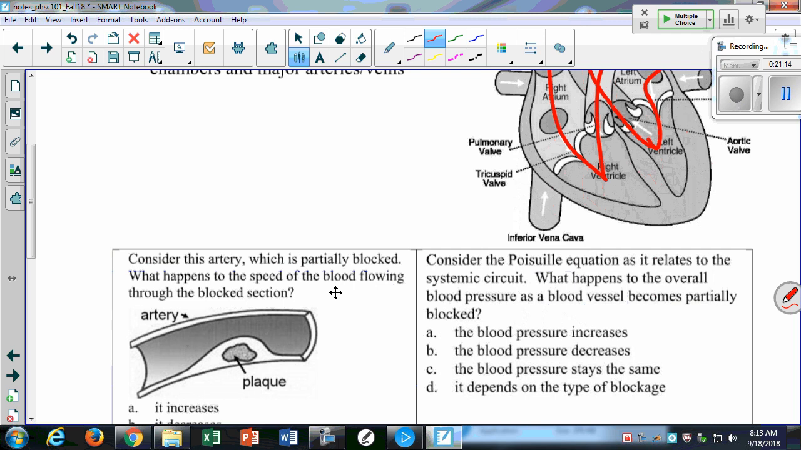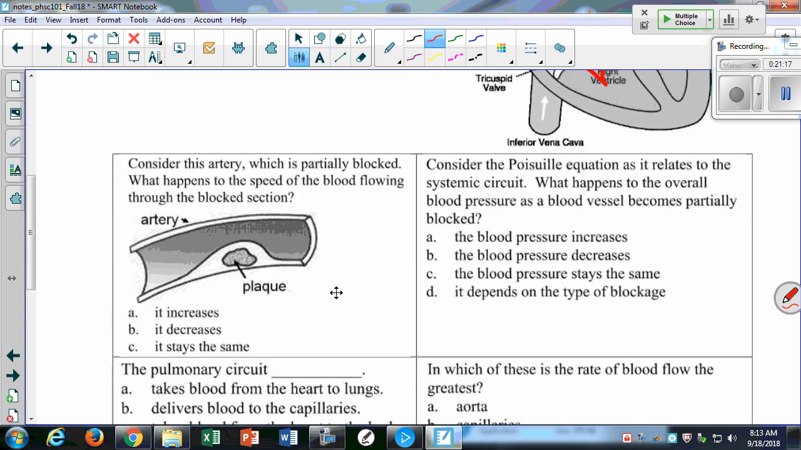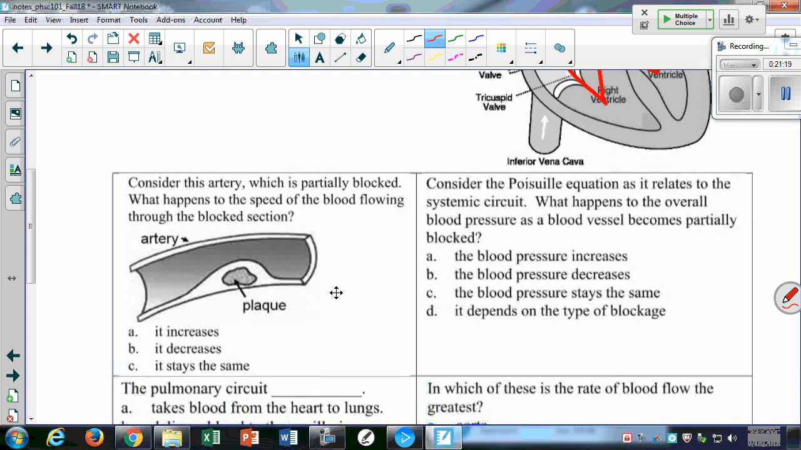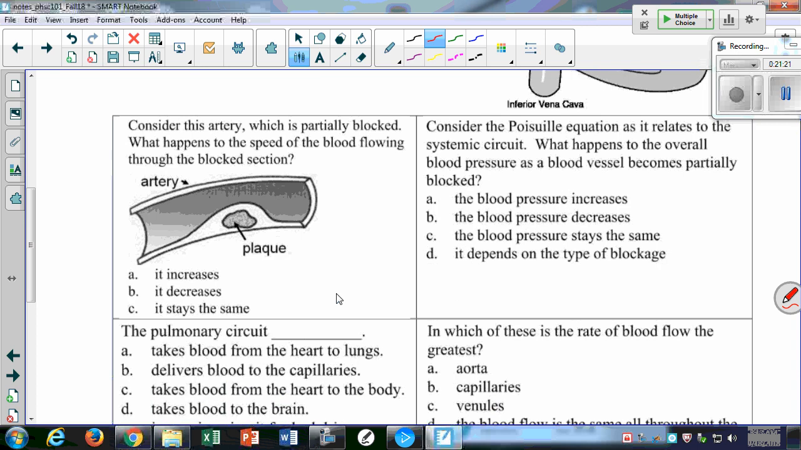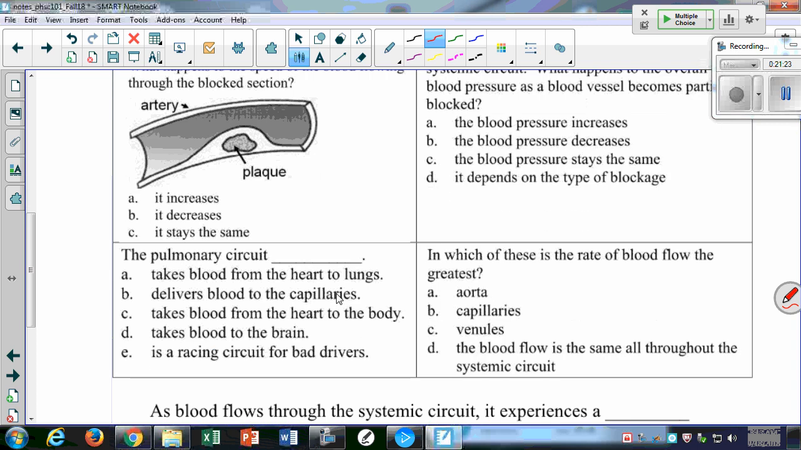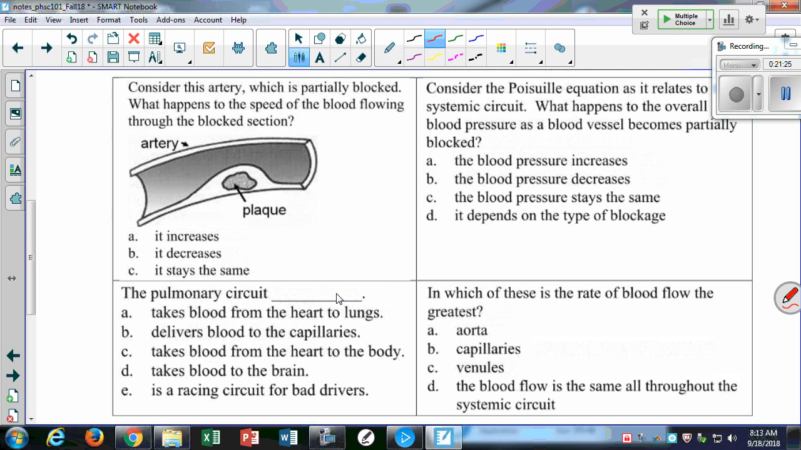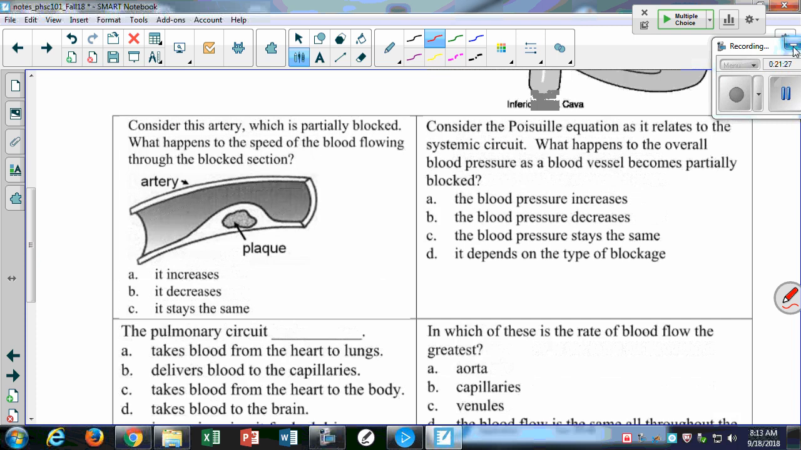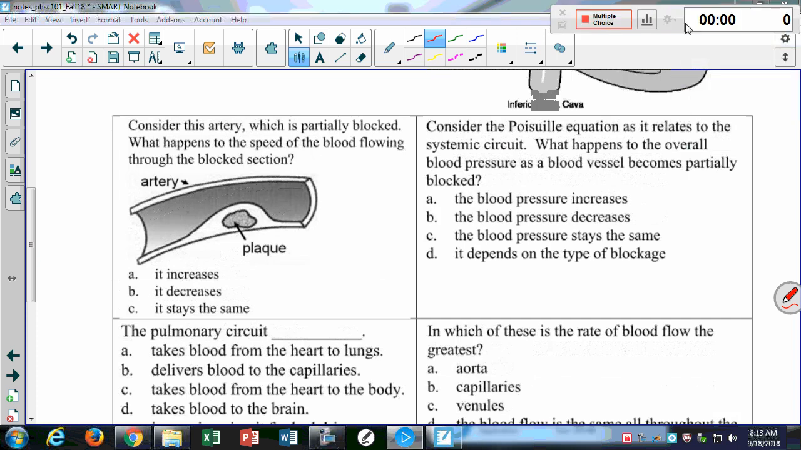Let's try these questions. Let's try this one on the left. Right here. While you're doing that, I'm going to run and grab something. So answer that question. I'll be right back.